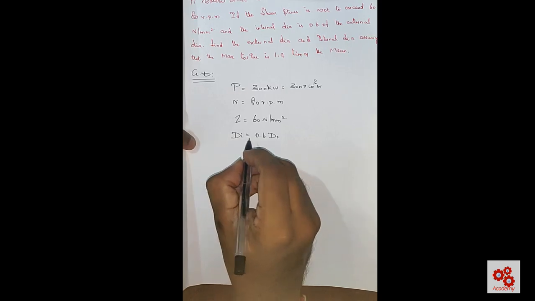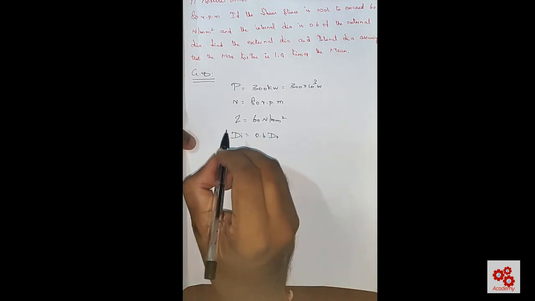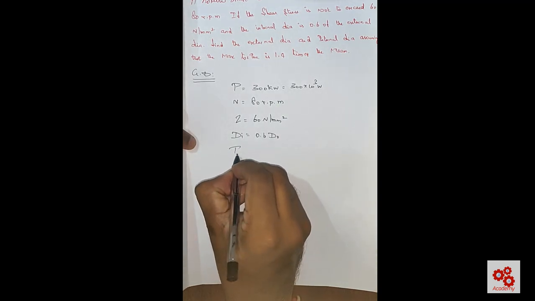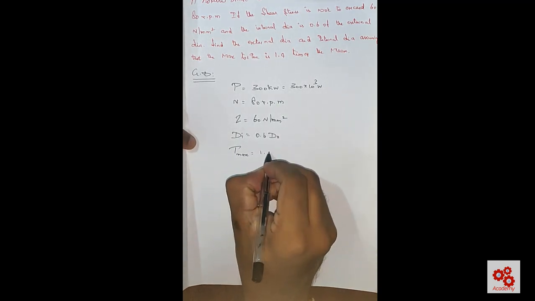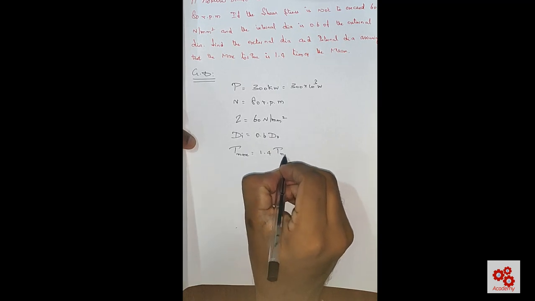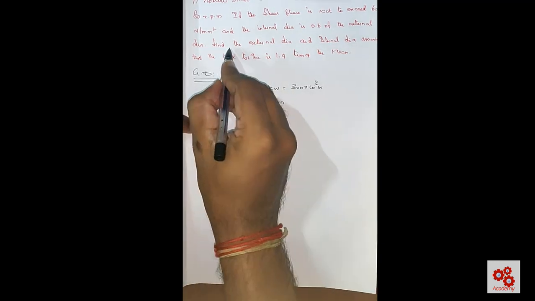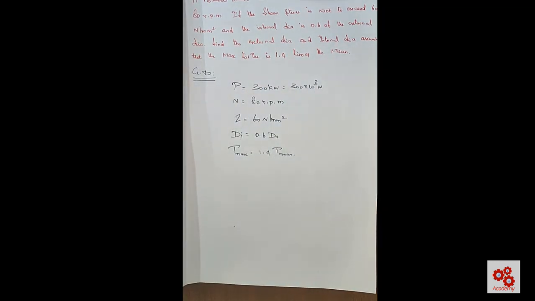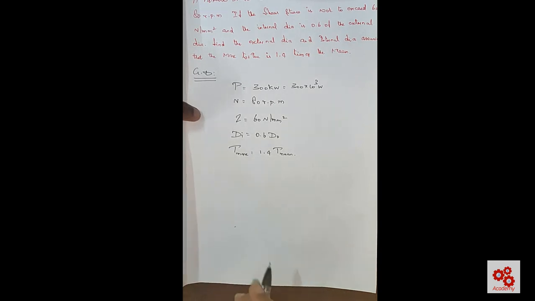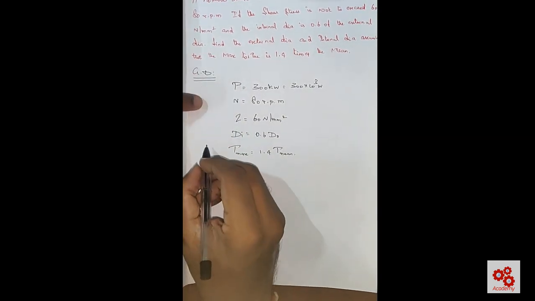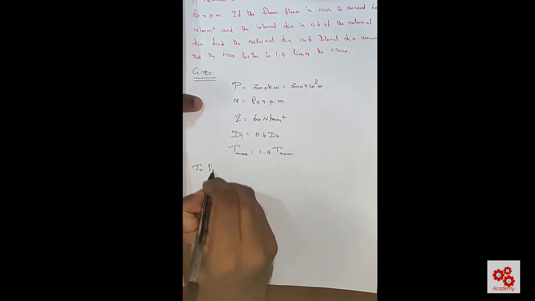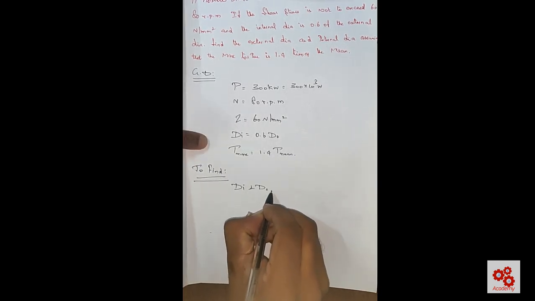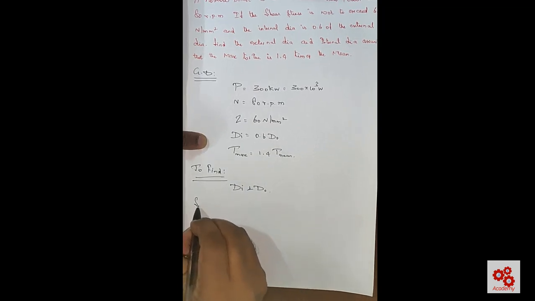Then they have provided that the maximum torque is 1.4 times the mean torque, which means T maximum is equal to 1.4 of T mean. We have to find di and d naught. Solution.